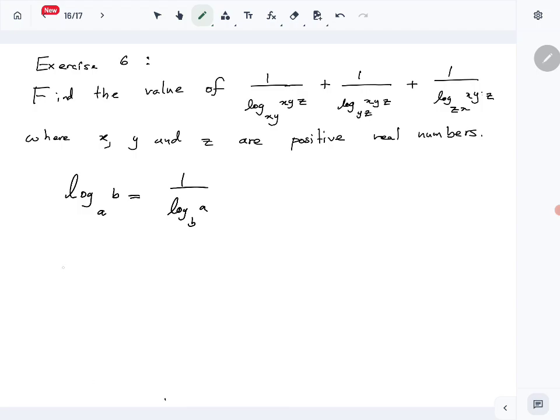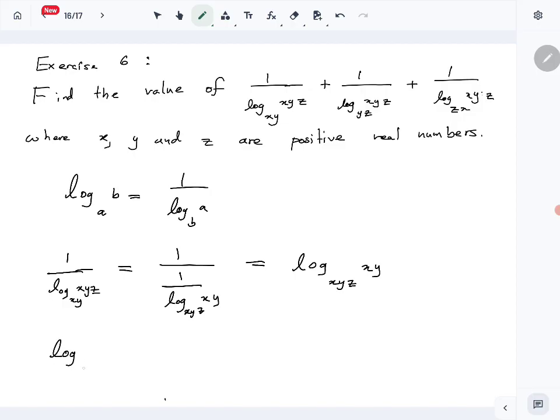We'll use this one. So then I will write for the first term, 1 over log xy of xyz can be written as what? You flip it using the rule. So then the first term becomes what? Log xyz of xy. So similarly we can do the other two terms. Can you see? So then this expression becomes what? Log xyz of xy.